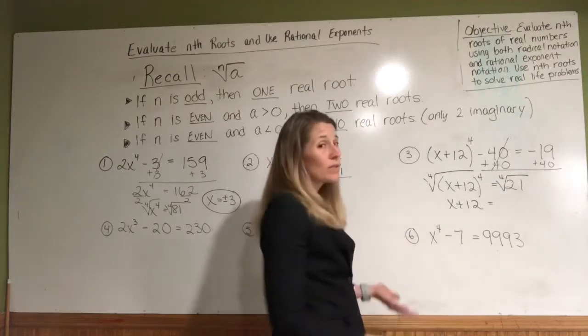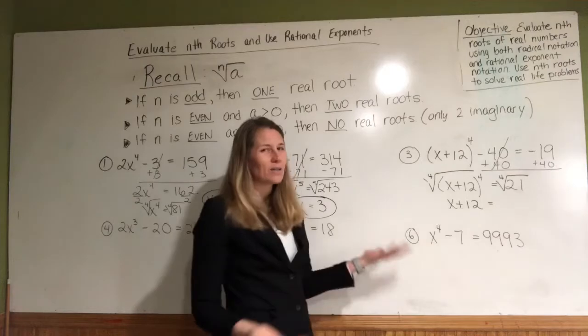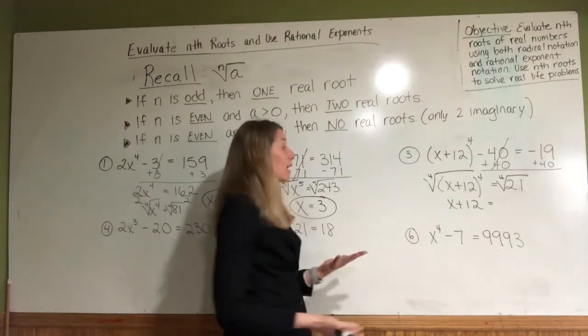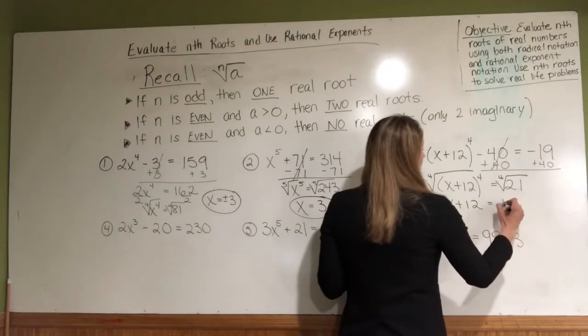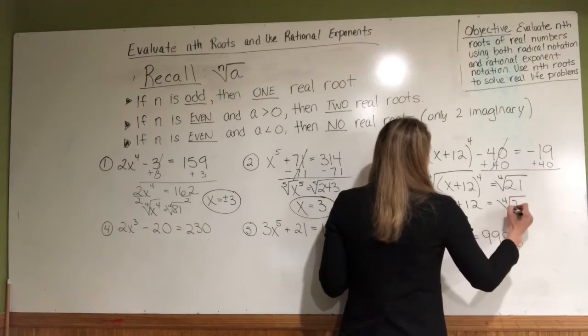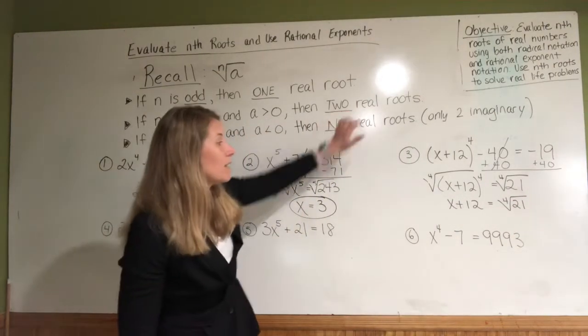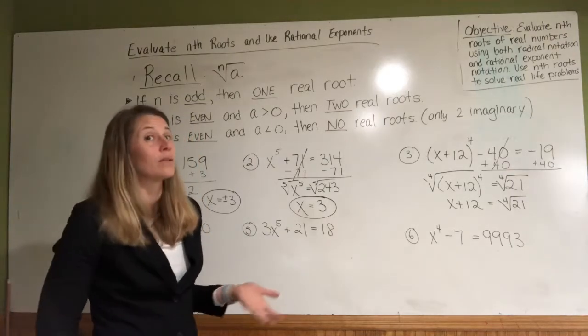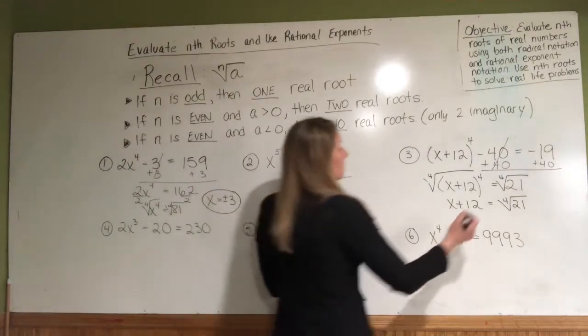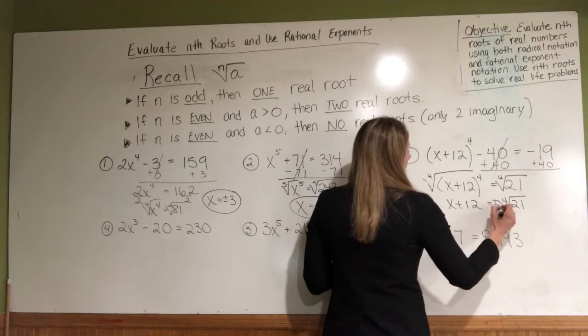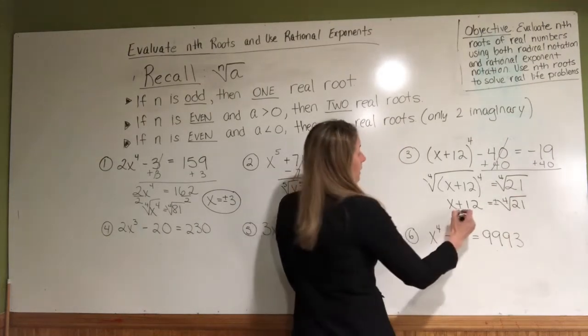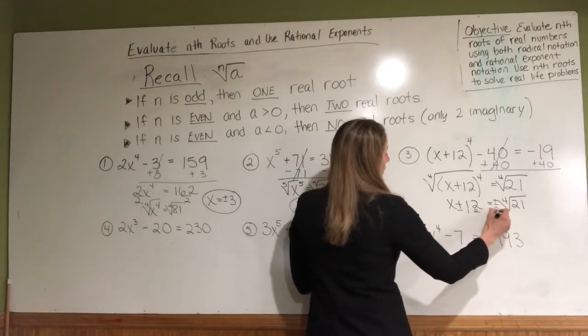Now, 21 is a prime number, so we know that we can't solve that in our heads or something. We would need a calculator. So we can use the calculator, but I'm going to hold off on that for just a second. But we do know that there's going to be both a positive and a negative to whatever that number is on the calculator when we put that in. So I'm just going to have plus minus right there, and then we're going to subtract the 12.